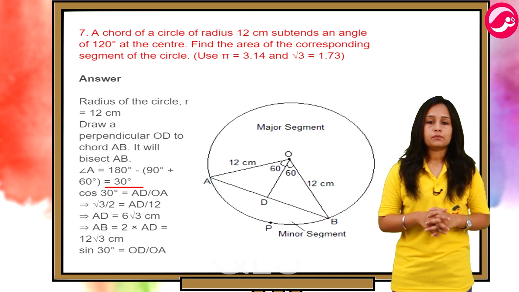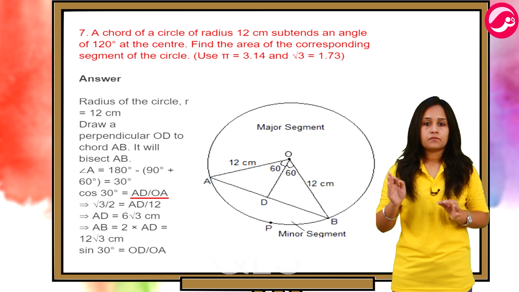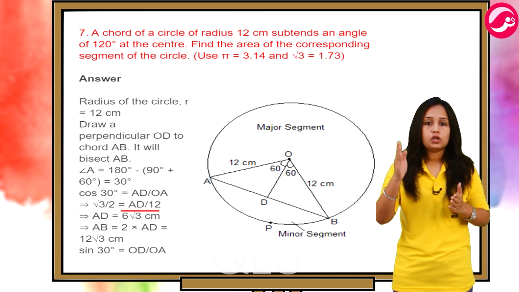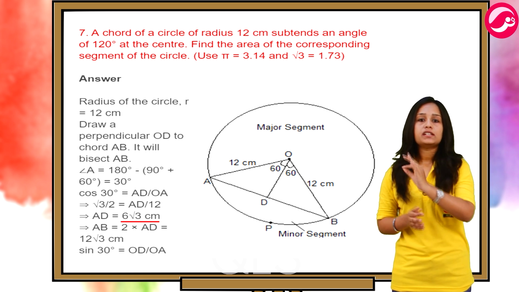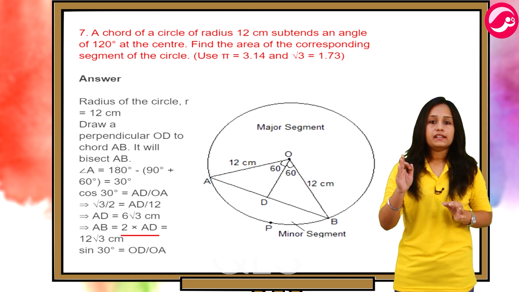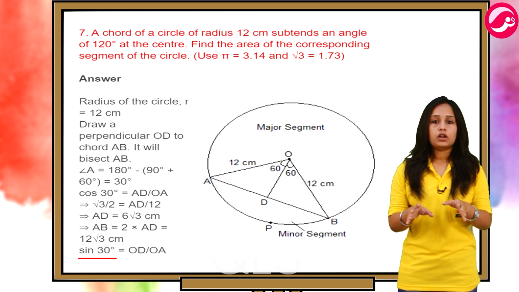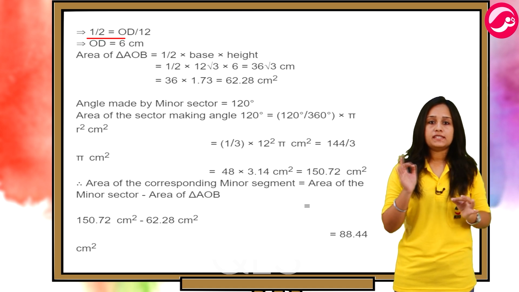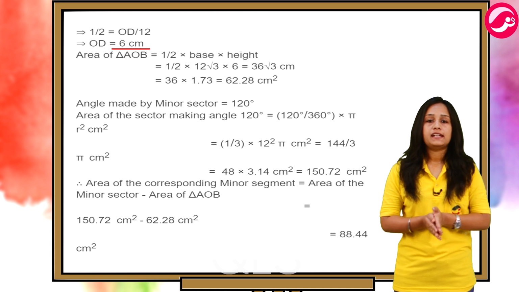that is equal to 30 degrees. Now cos 30 degrees is equal to AD by OA, which gives us root 3 by 2 is equal to AD by 12, since we know OA is equal to 12. Therefore, AD is equal to 6 root 3 centimeter, which gives us AB is equal to 2 into AD, that is 12 root 3 centimeter. Now, sin 30 is equal to OD by OA. So, we can write 1 by 2 is equal to OD by 12. So, from this we get OD is equal to 6 centimeter.